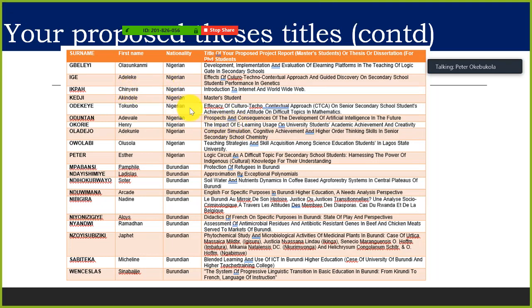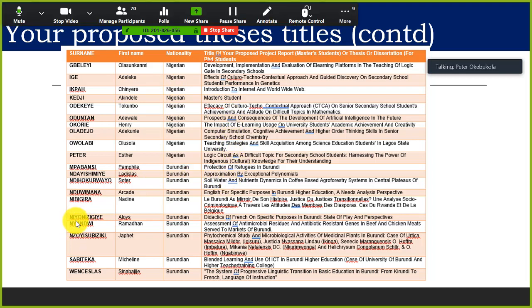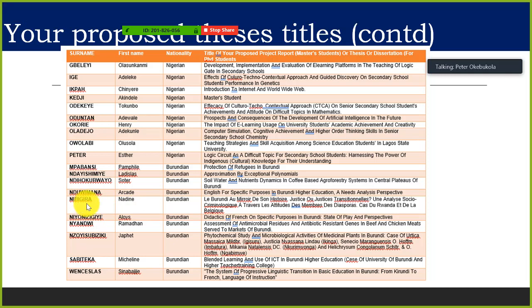So these are the studies from Nigeria. From Burundi, we have Naden Nibigira. I'm so sorry, I'm not pronouncing the name so rightly. La Burundi or Mirror the Son Histoire Justice. This is very good. Akad Uduwimana, English for specific purposes in Burundi higher education. It needs analysis perspective.